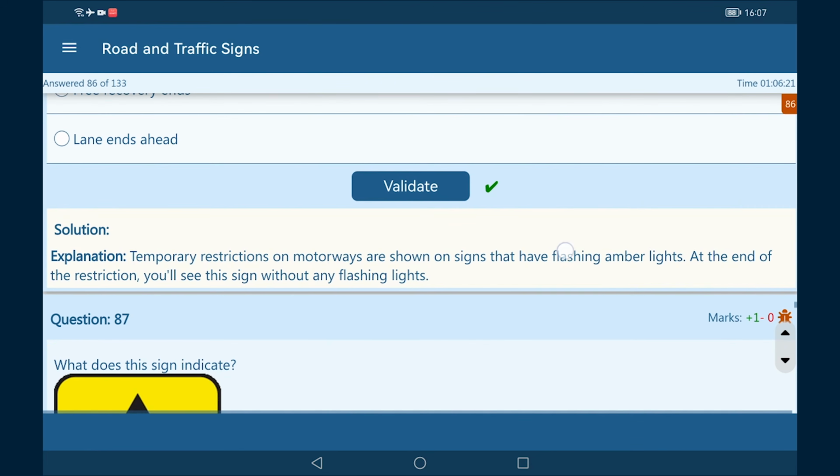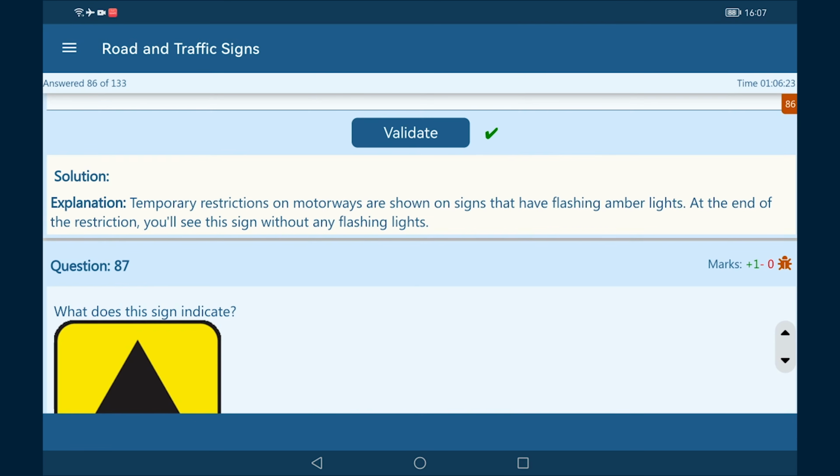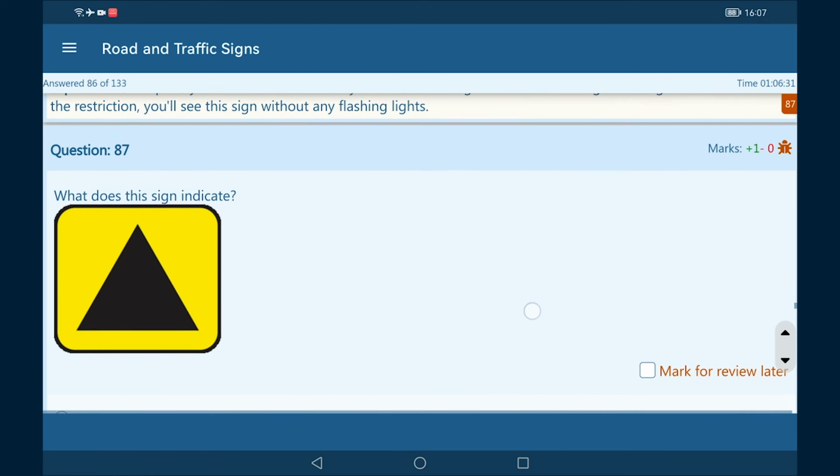Explanation. Temporary restrictions on motorways are shown on signs that have flashing amber lights. At the end of the restriction, you'll see the sign without any flashing lights.